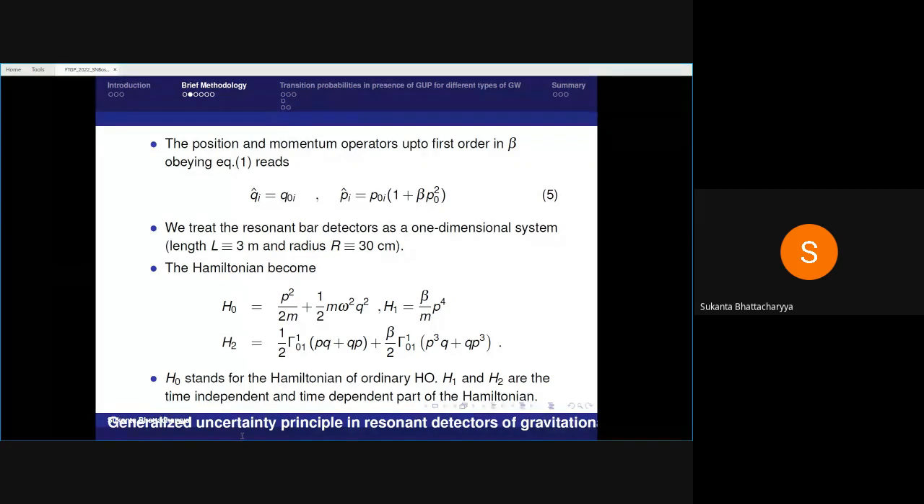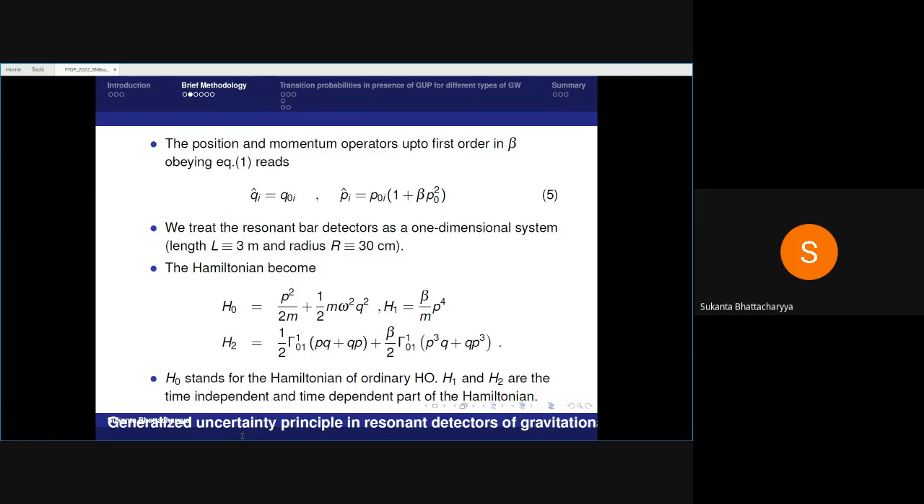Now, to incorporate the GUP effects, we write down the position and momentum operators up to first order in beta, obeying the previous equation 1, which reads like this. Here, we treat the resonant bar detector as a one-dimensional system, as a typical detector has a length of 3 meters and radius of 30 centimeters. Therefore, the Hamiltonian of the system can be written as the summation of H0, H1, and H2. H0 is P squared by 2m plus half m omega squared Q squared, and H1 and H2. Here, H0 stands for the harmonic oscillator of the ordinary system. H1 and H2 are the time-independent and time-dependent parts of the Hamiltonian.